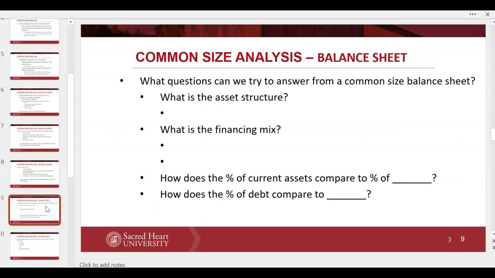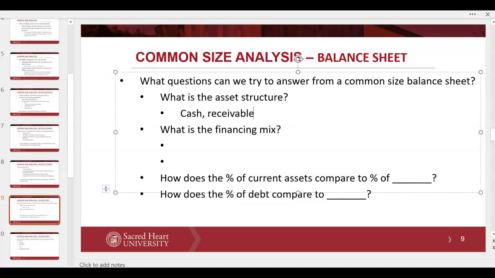I'll take a few notes about the common size analysis of a balance sheet before we actually go into working these calculations. So what questions can we try to answer from a common size balance sheet? One major one is, what is the asset structure? And so we're thinking about what assets comprise our company, because these assets are used to generate future revenues. How much is in cash? Cash is important, but too much cash as a percentage of our total assets might be unproductive or inefficient.